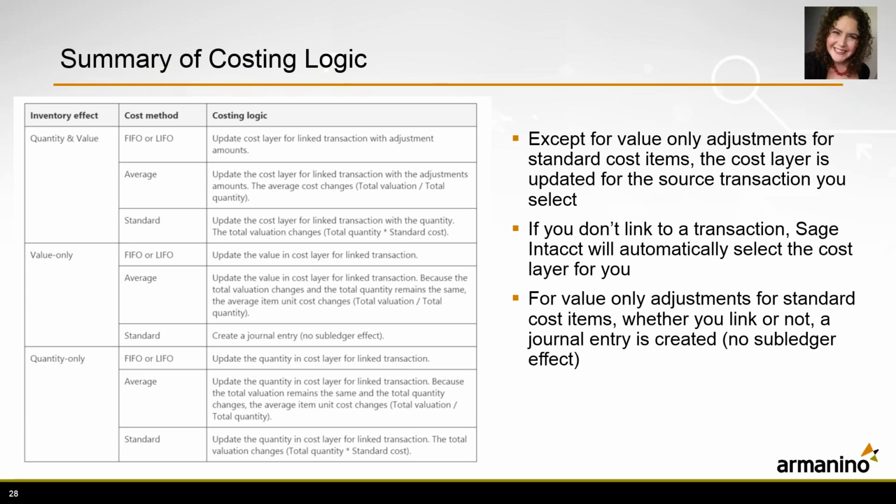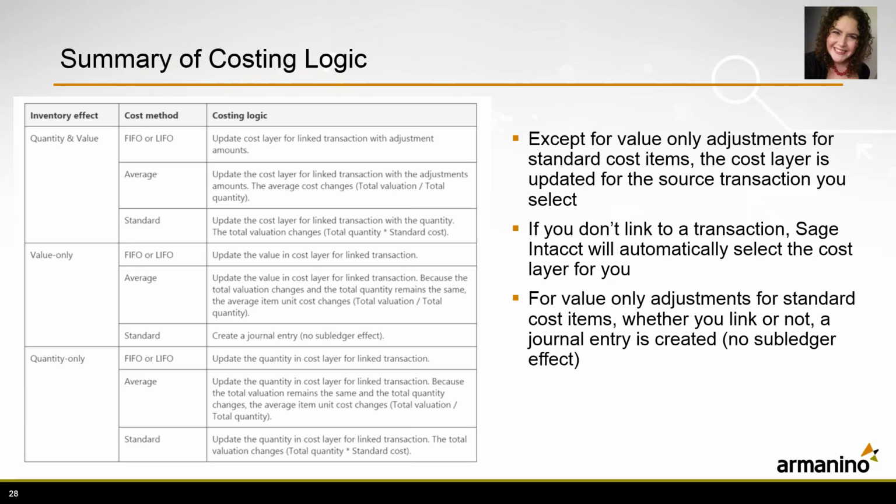One exception that I want to call out for you is for those standard costing items. For standard costing items, with value-only adjustments, whether you link or not, a journal entry is going to be created. So there is not going to be an effect in the subledger for standard costing items, regardless of whether or not you actually attempt to link it to a transaction. So that's the big call out for you there.